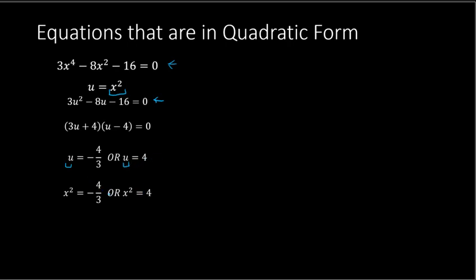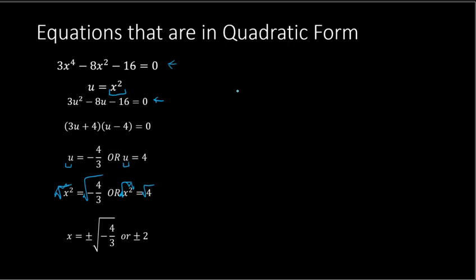We can then take the square root of both sides of both equations. So we have x equals plus or minus the square root of negative 4/3. Or take the square root of the other equation. We have x equals plus or minus the square root of 4, which would be 2.